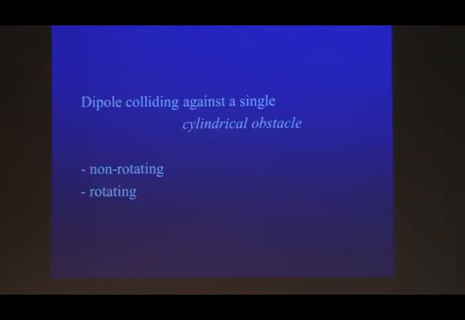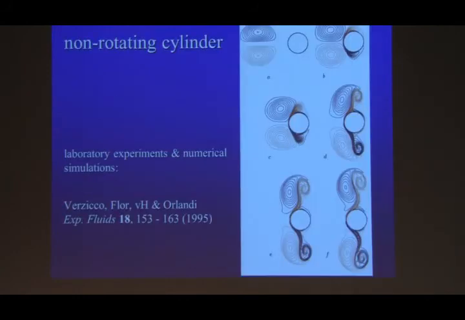We decided, because it's so complicated, to look at a single cylinder. So a dipole hitting a cylinder that could be either rotating or non-rotating. This is what happens if you have a dipole that hits a cylinder, and the cylinder is indicated by the circle here. And again you see secondary vorticity generated, leading to a dipole splitting into new dipoles. And even if you make the cylinder very, very thin, like a thread, it generates secondary vorticity. That's because of its enormous curvature effect.